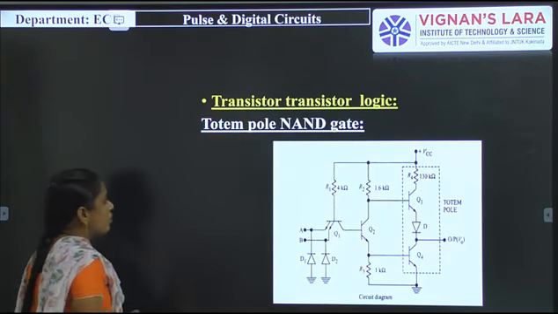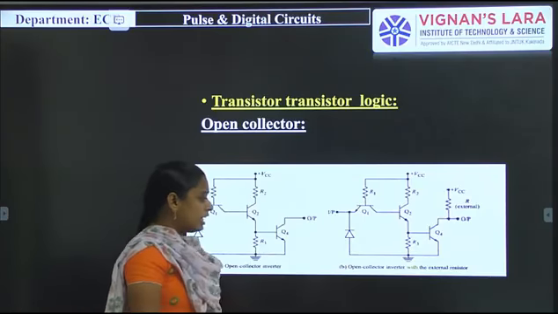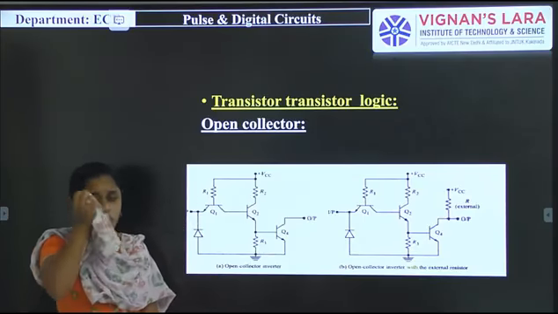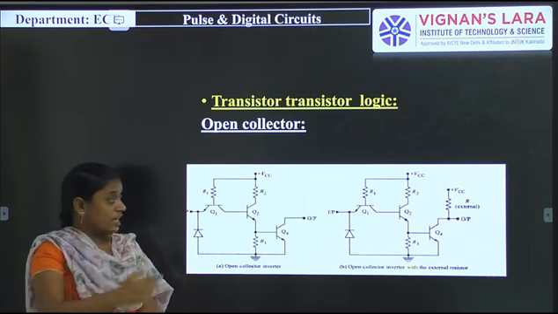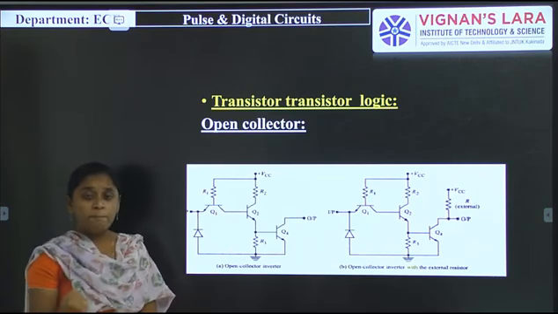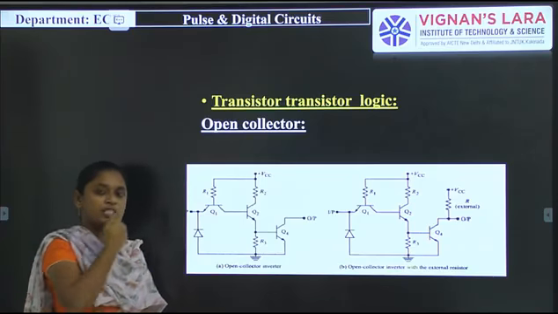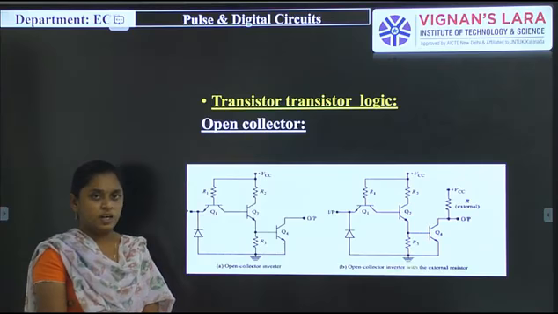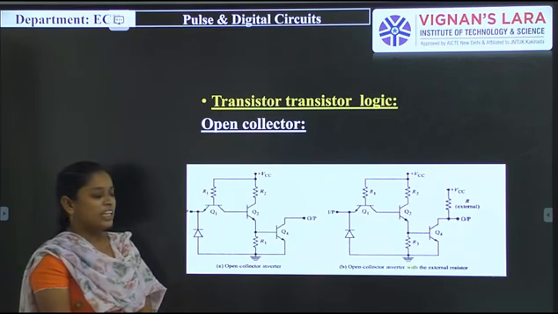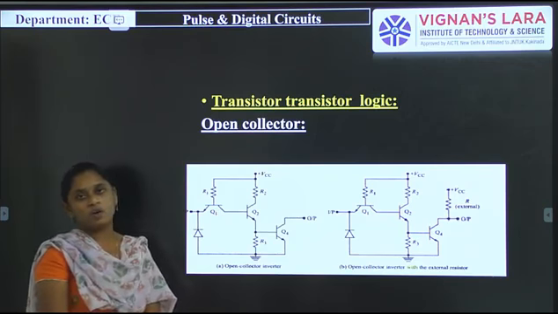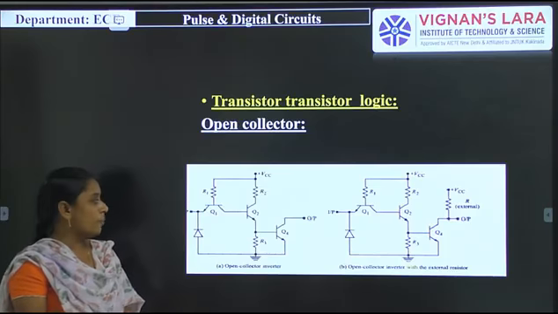And next we discuss the next connection, that is open collector. This open collector can avoid the drawback of the wired AND. Here we can say that the problem of wired AND can be overcome by using open collector. But the problem is that compared to the previous one, this operation will be slow. So compared to the totem pole connection, this operation will be slower. Simply, this open collector logic is used for the NOT operation.